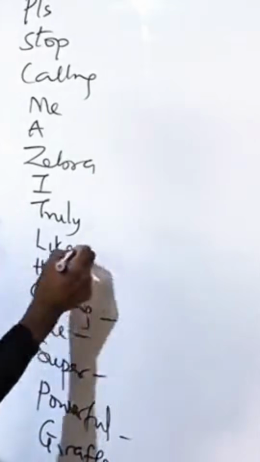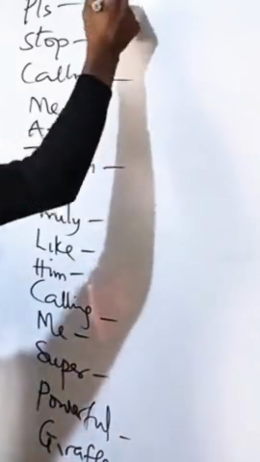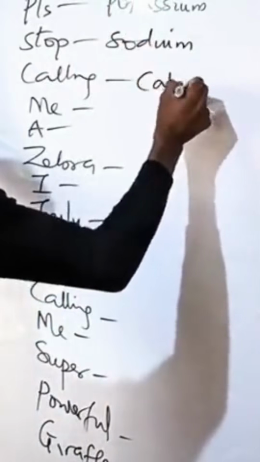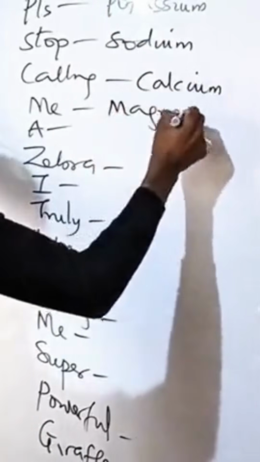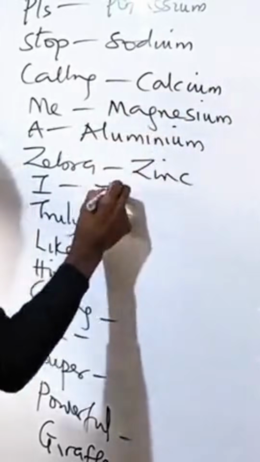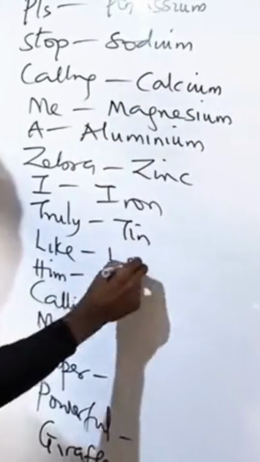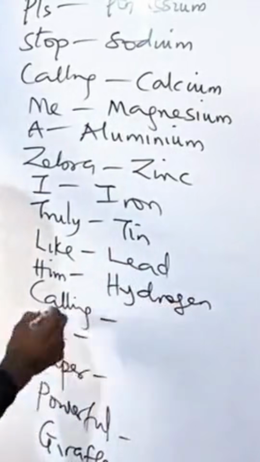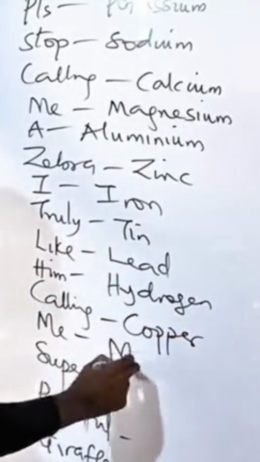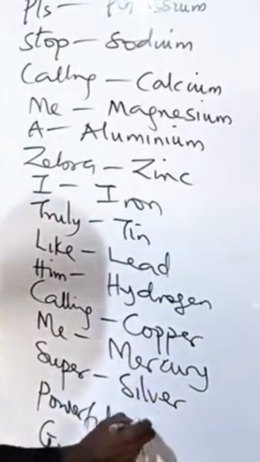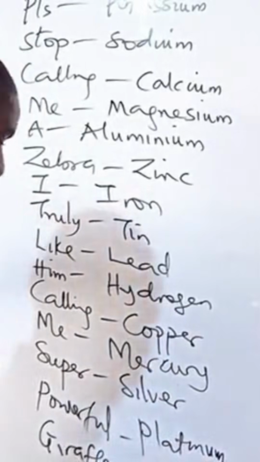So what do all of these stand for? K means potassium. So potassium ion is the most electropositive ion, right? Sodium, calcium, magnesium, aluminium, the zinc ion. This is iron. This is tin. This is lead. This is hydrogen ion. Then this is copper ion. Then this is mercury. This is silver, and this is platinum, and this is gold.